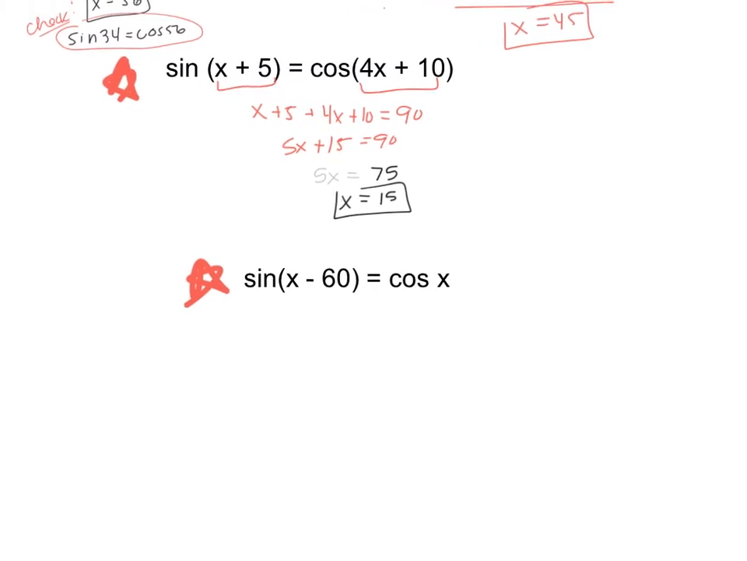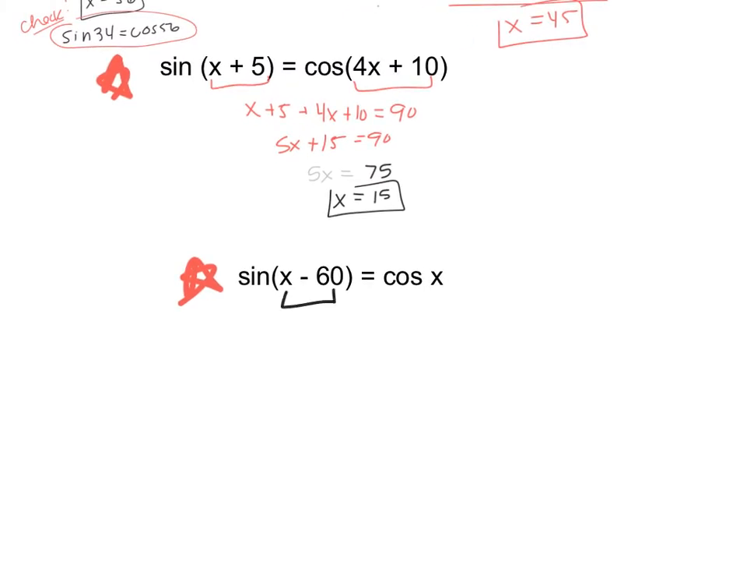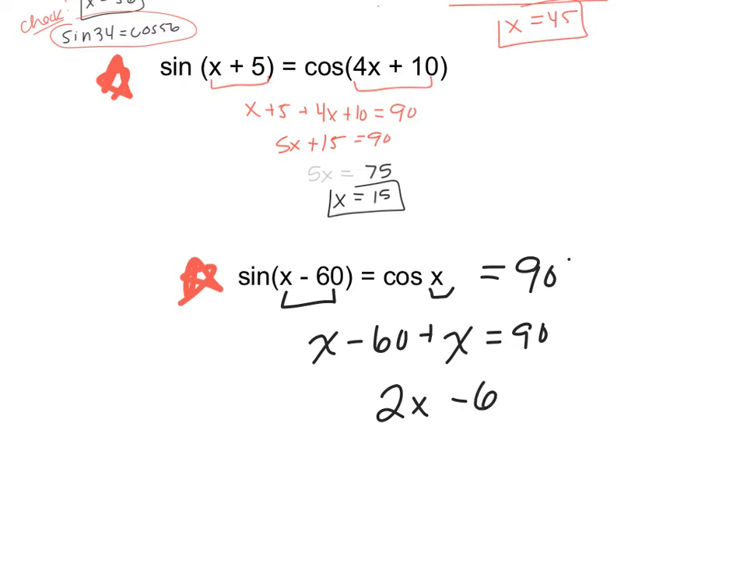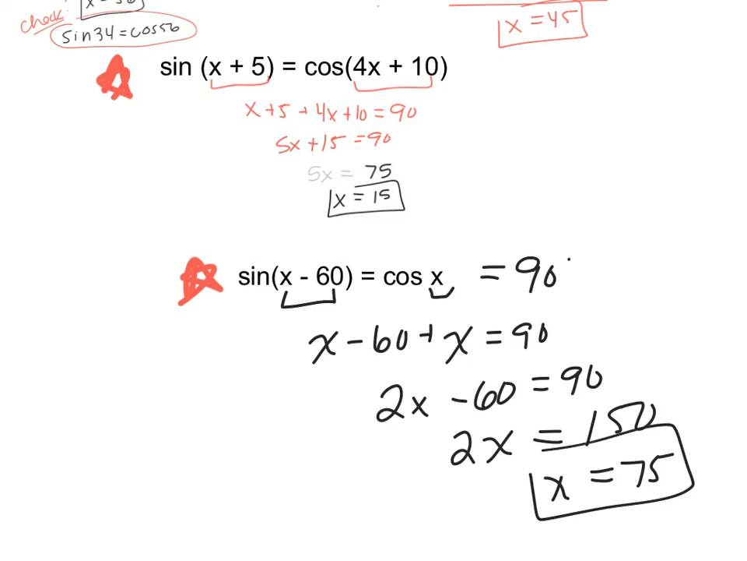And then our last example on the front. I have sine of x minus 60 equals cosine of x. Angle plus angle equals 90. So I get x minus 60 plus x equals 90. Combine those like terms, I get 2x minus 60 equals 90. Add 60 to both sides, I get 2x equals 150. Divide by 2, and I get x equals 75. So again, that's just saying that the sine of 15 is equal to the cosine of 75.